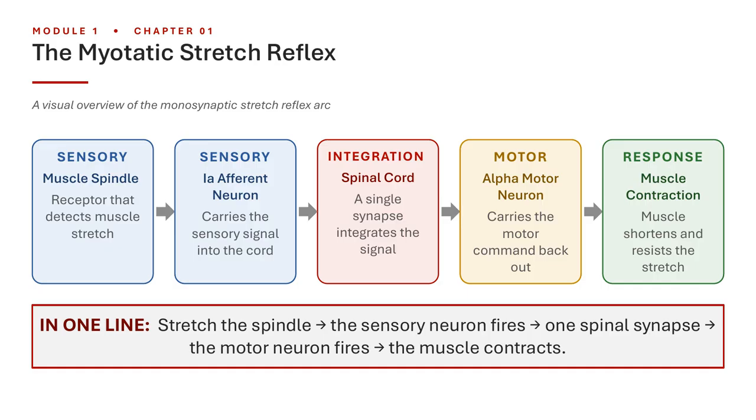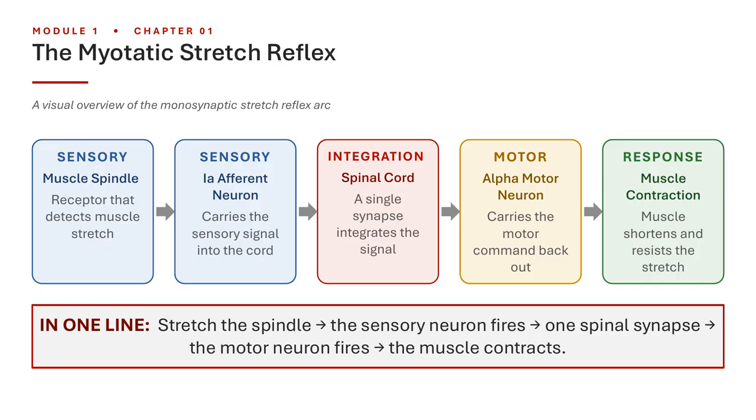from the initial stimulus all the way to the observable muscle contraction. I want you to trace the pathway with your eyes as I walk you through it. The stimulus begins at the tendon. The tap stretches the muscle, which activates the muscle spindle, the stretch receptor embedded within the muscle belly.